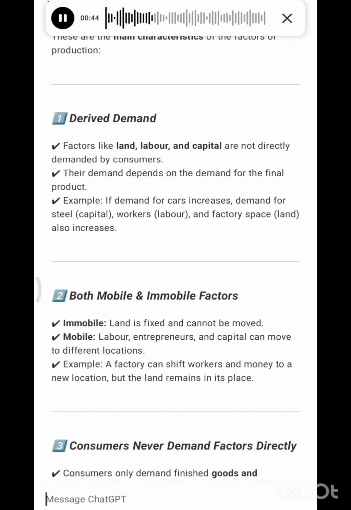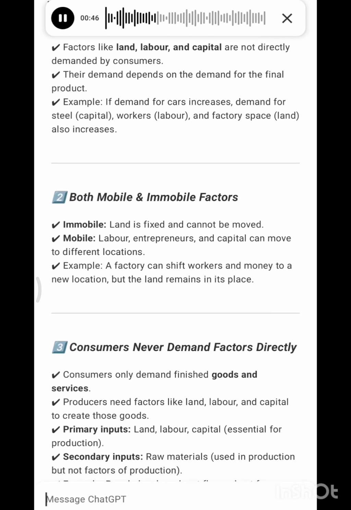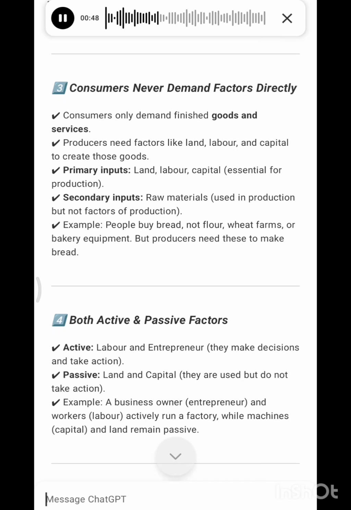Consumers never demand factors directly. Consumers only demand finished goods and services. Producers need factors like land, labor, and capital to create those goods. Primary inputs: land, labor, capital, essential for production. Secondary inputs. Raw materials, used in production but not factors of production. Example, people buy bread, not flour, wheat farms, or bakery equipment, but producers need these to make bread.